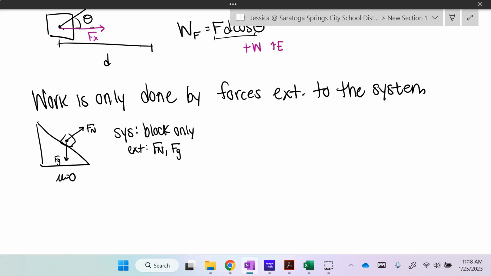Okay. So since my system is the block only, any work being done, which in this case is going to be done by F_G parallel, is going to go into changing the kinetic energy. So I could say F_G parallel d, and since F_G parallel and d are in the same direction, I'm not going to include the cosine theta. I could set that equal to the change in kinetic energy.